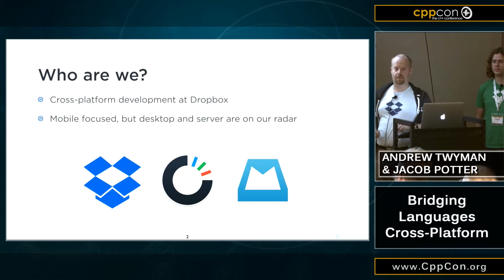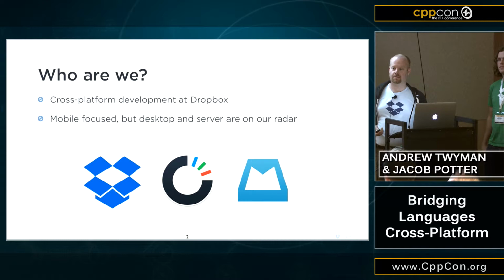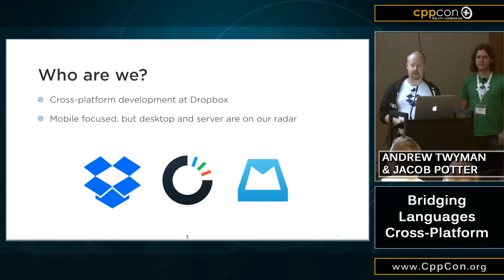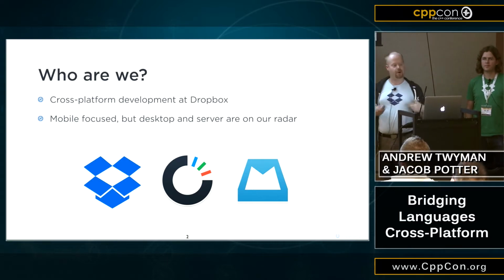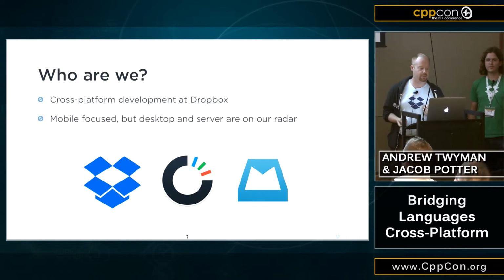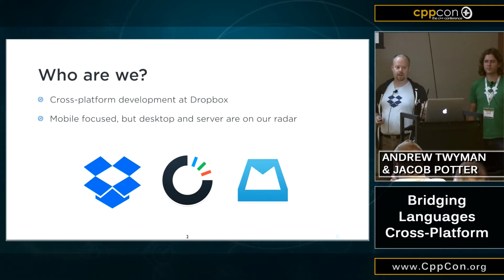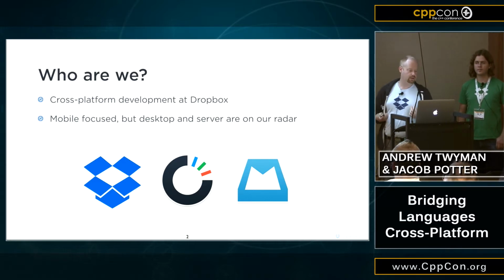Hi, I'm Andrew Twyman. This is my colleague Jacob Potter. Hi. We work at Dropbox on the cross-platform infrastructure team. What that means is we help build libraries and tools for building cross-platform code primarily aimed at mobile. And these are our three Dropbox mobile apps you can see across the bottom there. So we're supporting a multi-product code base as well as a multi-platform code base focused primarily on iOS and Android, though desktop and server platforms are on our roadmap as well.